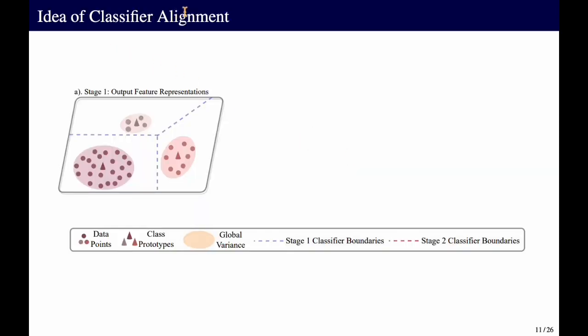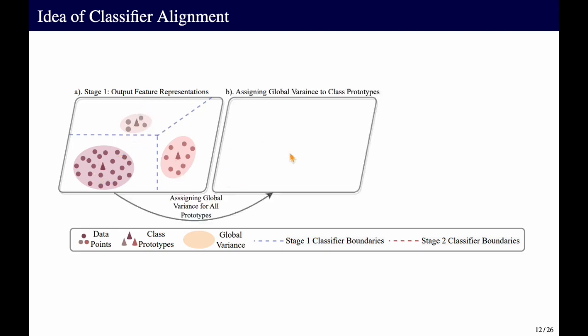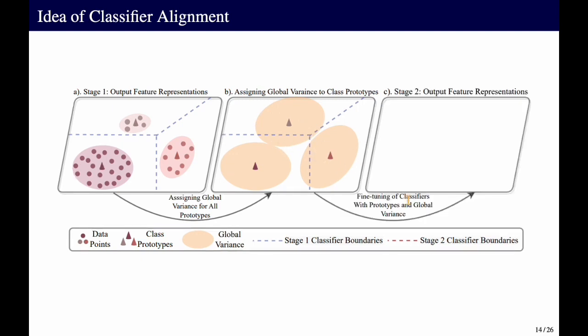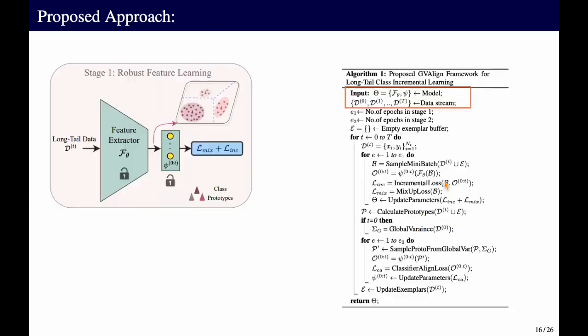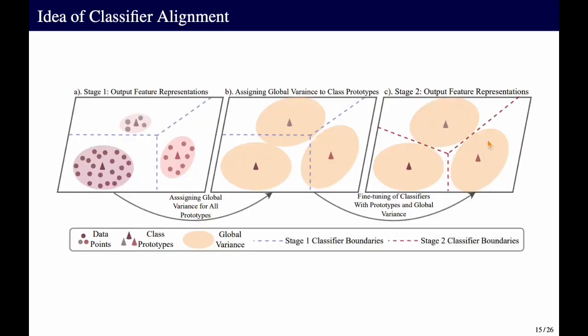The idea of classifier alignment with global variance is this: once the model is trained in stage 1, its features and respective classifier prototypes are shown in the figure. The blue line shows the classifier boundaries. Then we assign the global variance around the class prototype. Now the boundaries overlap with class variance vicinities, and we tune the classifiers. The red line shows the classifier boundaries after alignment. Incorporating this not only preserves the performance on long classes but also enhances performance on tail classes.